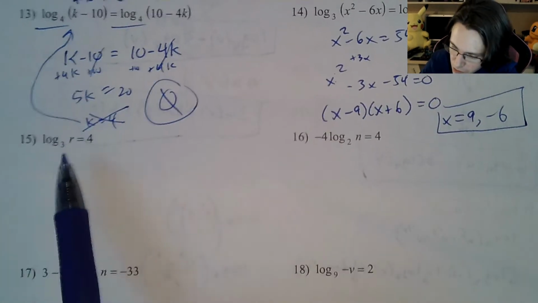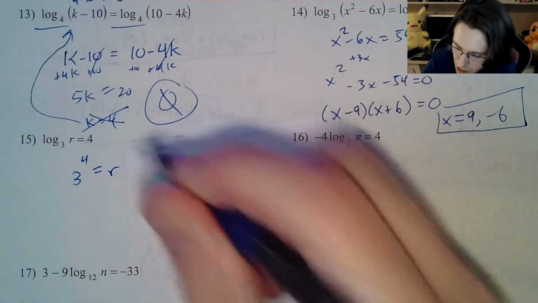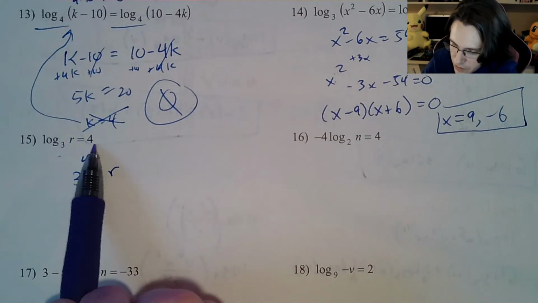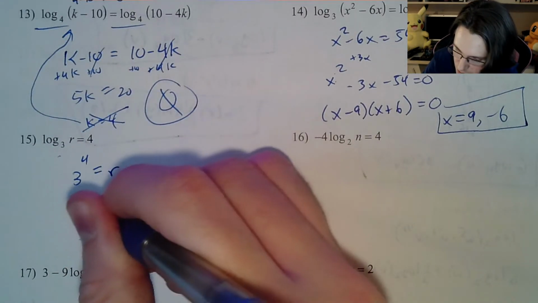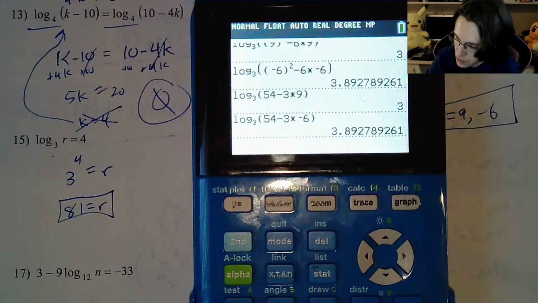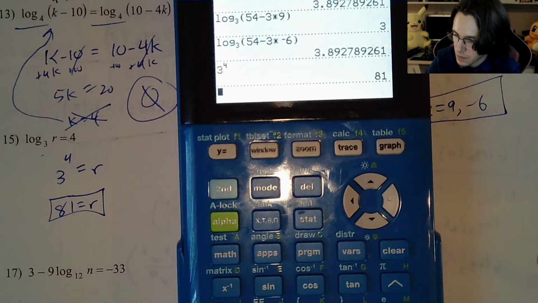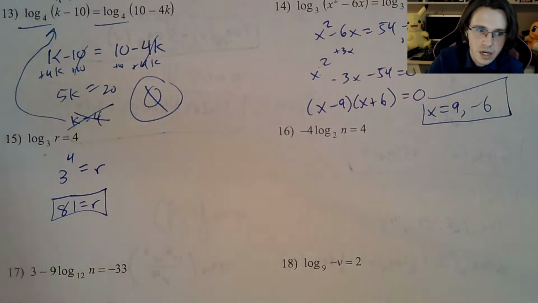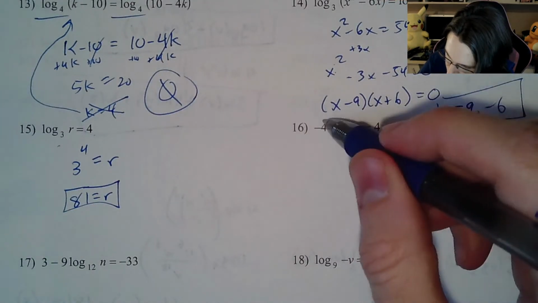Number 15, 3 to the power 4 equals r. This one's a fast one of just rewriting that log loop. So we're doing 3 to the power 4 equals r. Done. 3 to the 4 is a number that we should have memorized. It's in our list, and if not, we can also just do 3, hit this little arrow key, 4, boom, tells you it's 81. Nice and easy.